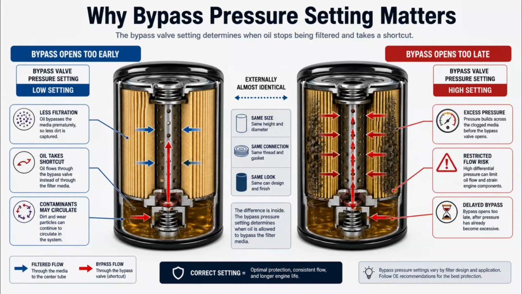The key detail is the bypass valve pressure setting. That means how much pressure difference it takes before the valve opens. One engine may be designed for a lower bypass setting, another may need a higher one. If you install a filter with the wrong bypass setting, it may open too easily and send oil around the filter more often than intended. Or it may not open soon enough when the engine needs flow. This is one of the biggest reasons filters are not universal, even when the outside dimensions look close.